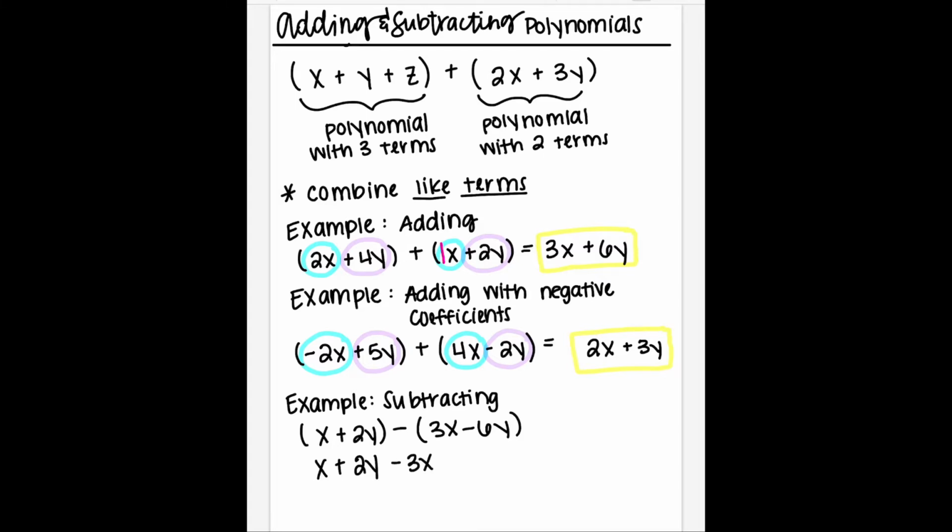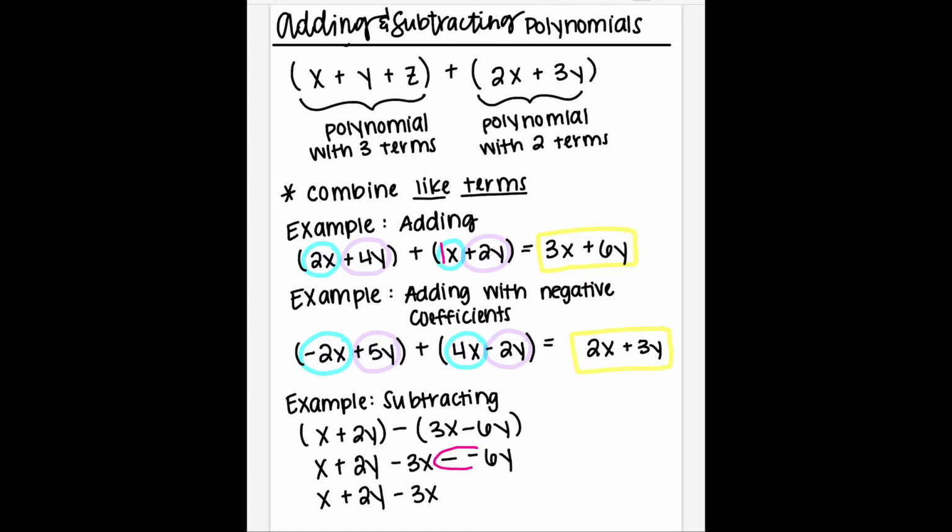If we're subtracting 3x, that would be a minus 3x. And if we're subtracting a negative 6y, we could write it as minus negative 6y. This looks a little bit messy, so we want to clean it up. To do that, we can think about what is actually happening when we subtract a negative value. So we'll leave the first polynomial the way it was, x plus 2y minus 3x.